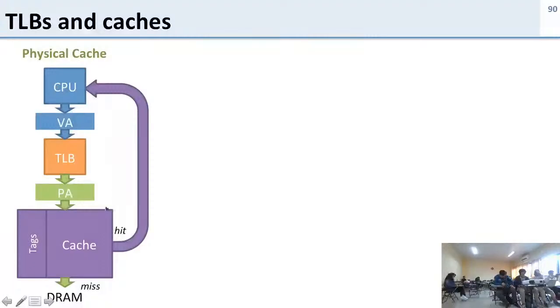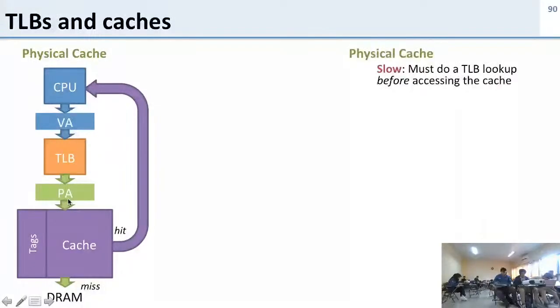This is called a physical cache because our cache uses a physical address. Now physical caches are simple, but they're slow. This is the real problem. We have to do this TLB lookup before we access the cache. So if this takes about 1 cycle and this takes about 1 cycle, it's now going to take us 2 cycles to find data in the cache.